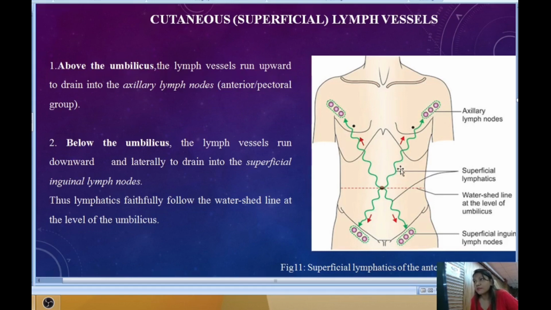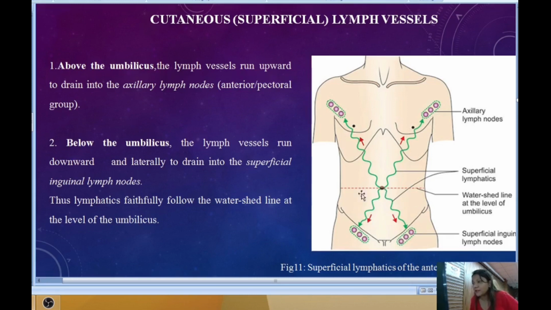Because there might be some infection in the skin, or there might be some tumor compressing the lymphatic flow. So you will think in that line and you will give the investigation in that way. If you palpate and there is a swelling in the groin, in the superficial inguinal lymph node, then you will think there is an obstruction in the lymph flow below the umbilicus.